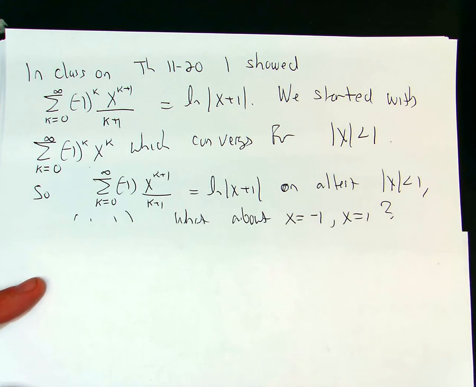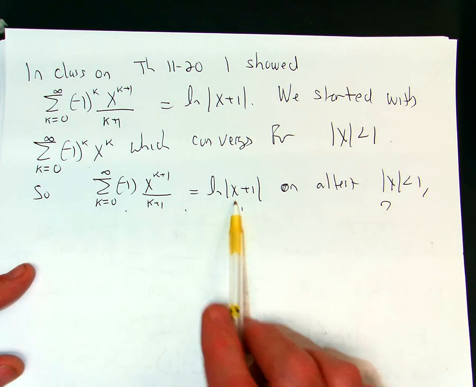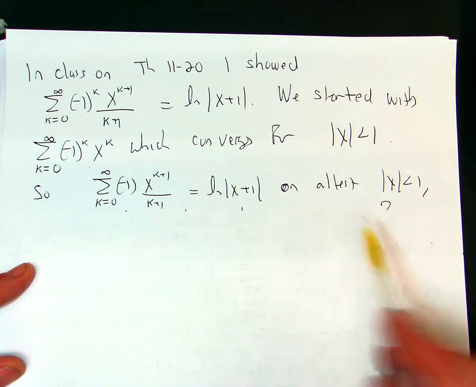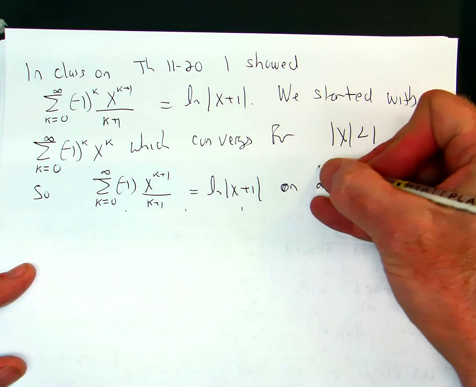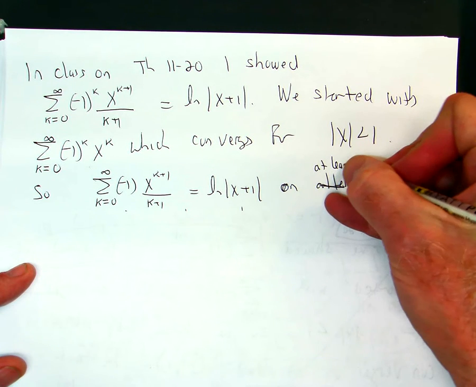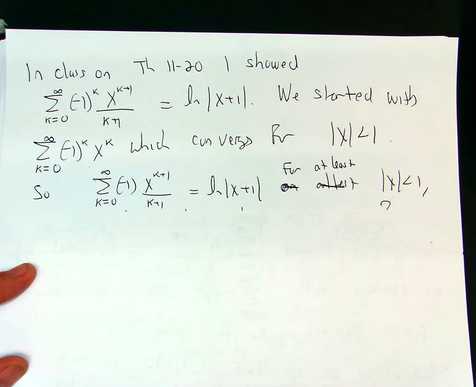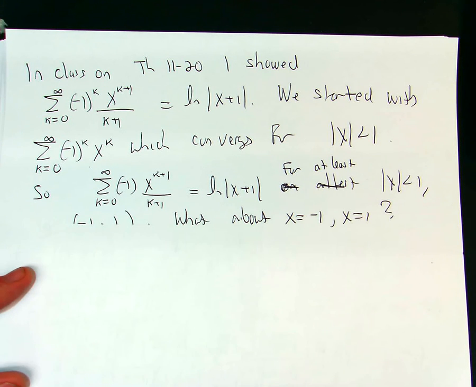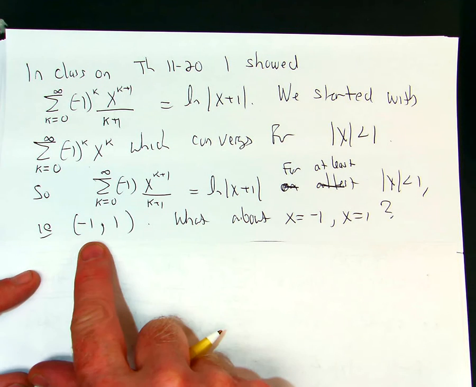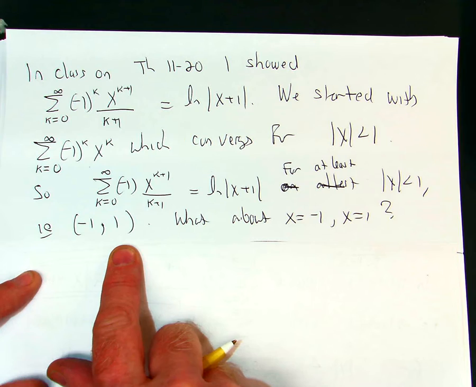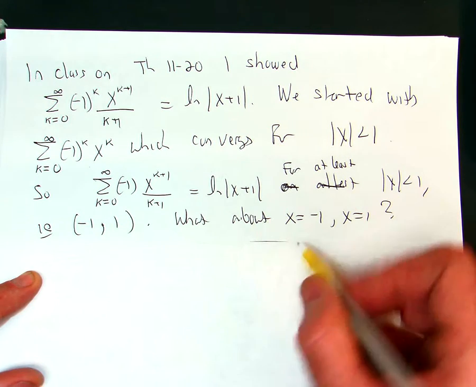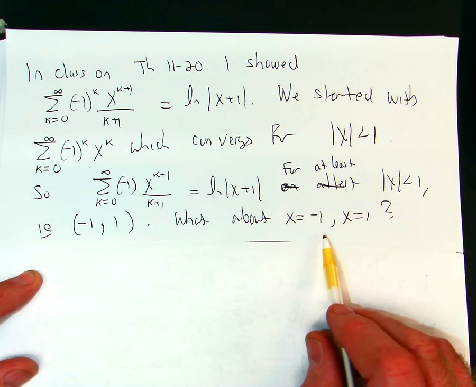And so that means this equality holds on at least, sorry, let me make that clearer, for at least where the absolute value of x is less than 1. In other words, the interval -1 to 1. So we know that that's true here. But how about when x is equal to -1 or x equal to 1?